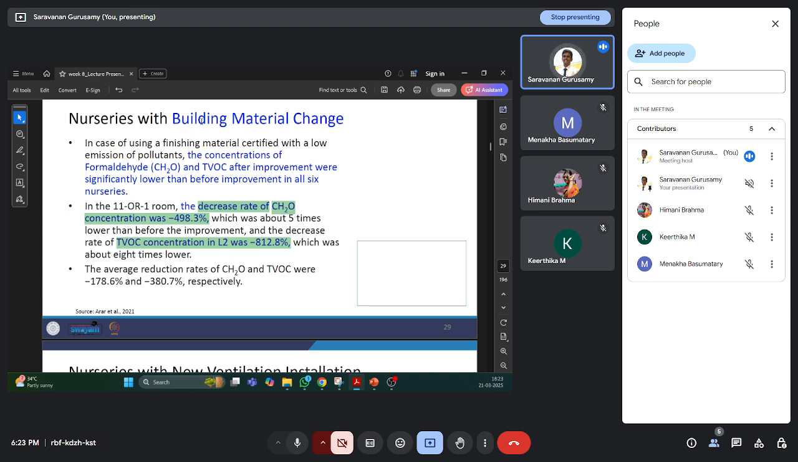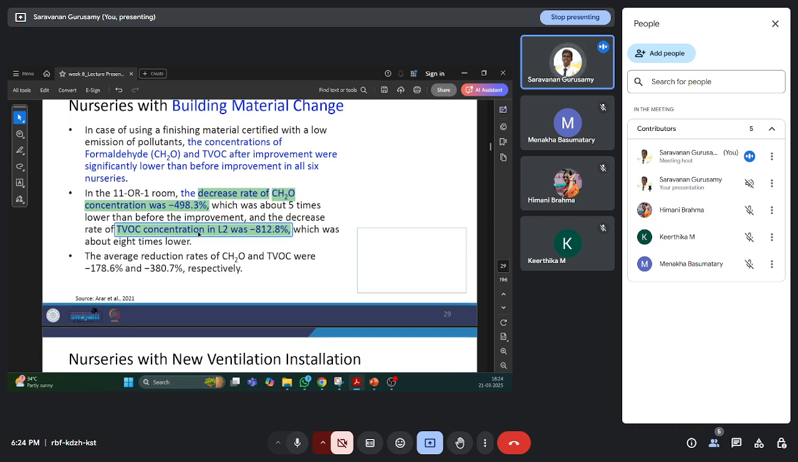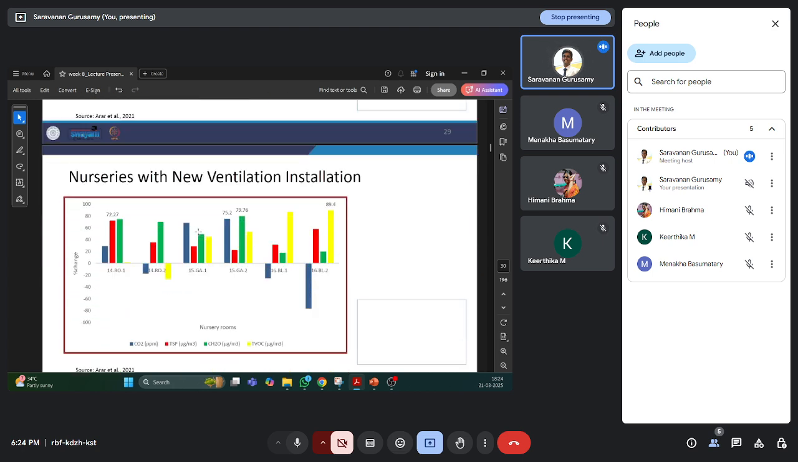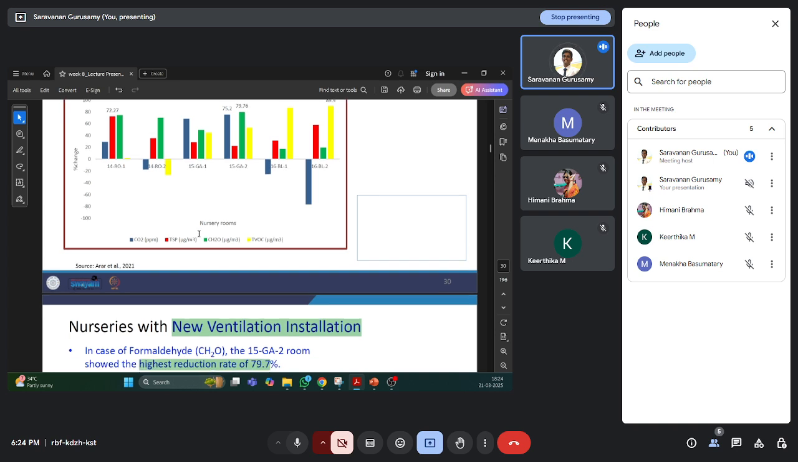And for the building material change, if you have seen, formaldehyde has more impact, like a 500 times reduction in the formaldehyde concentration if you change the building material, as I mentioned. Because the furniture emits most of the formaldehyde within the building during night times, that all got reduced because of pasting wallpapers in and around the walls, and TVOC concentration was also reduced by 800 percent. You can see the huge impact of simply changing the building materials.